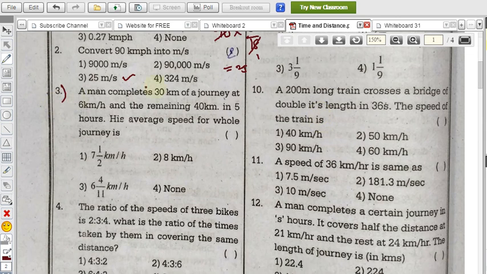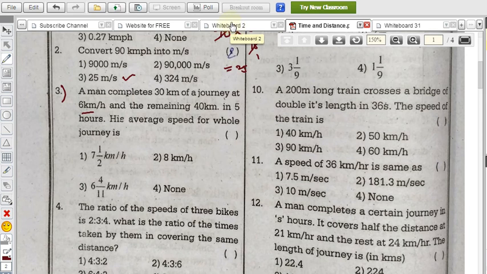Next: a man completes 30 kilometers of journey at 6 kilometers per hour and the remaining 40 kilometers in 5 hours. What is the average speed for the whole journey? So we need to find the average speed.